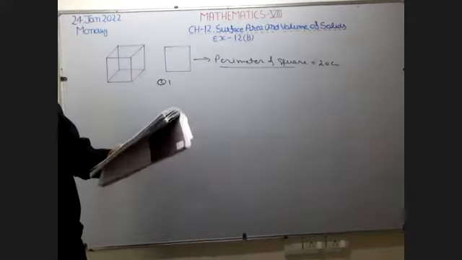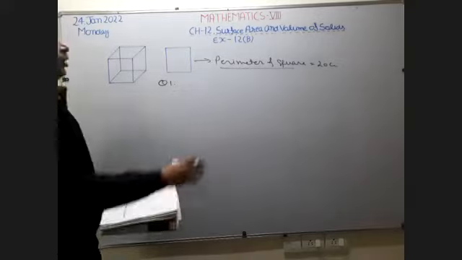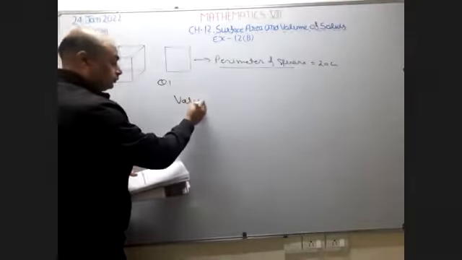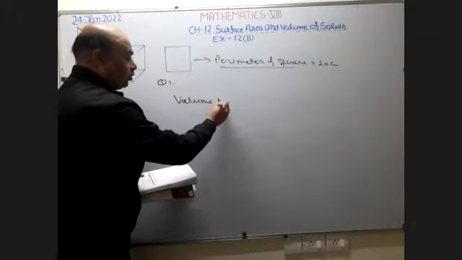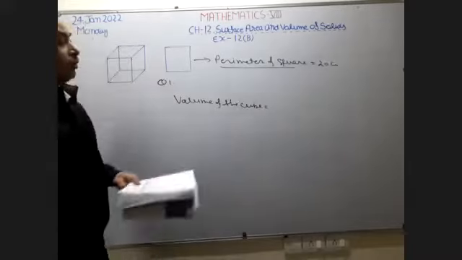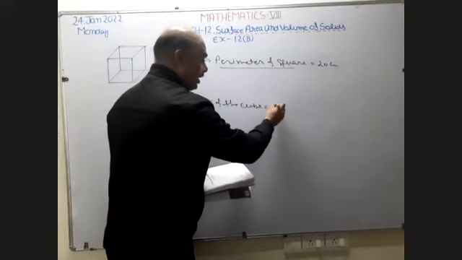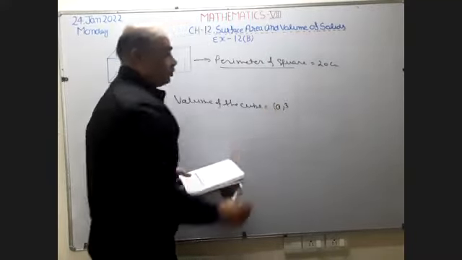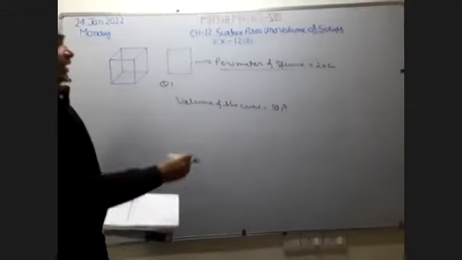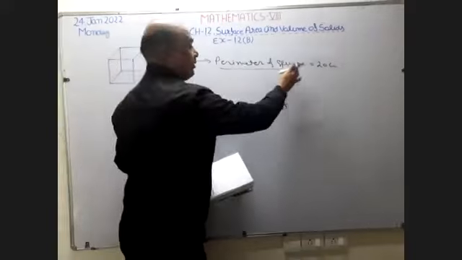Okay. What do you want to find? Find the volume of the cube. We want to find the volume of cube. So you know the formula. The formula for finding the volume of cube is a cube or side cube. So side or edge of the cube is required. So I take this side from this perimeter of the square.